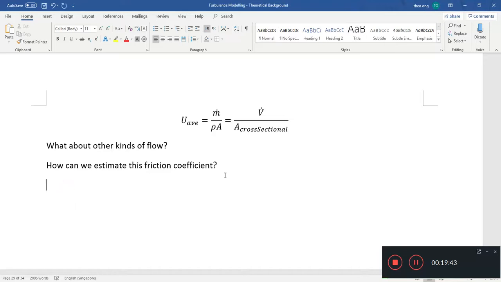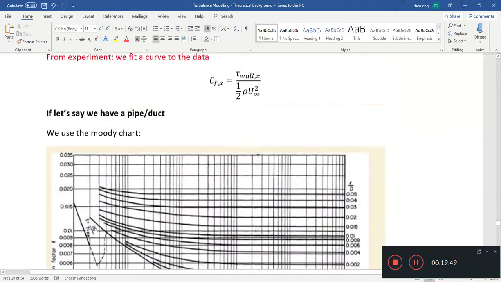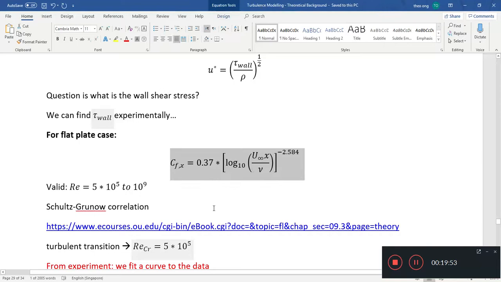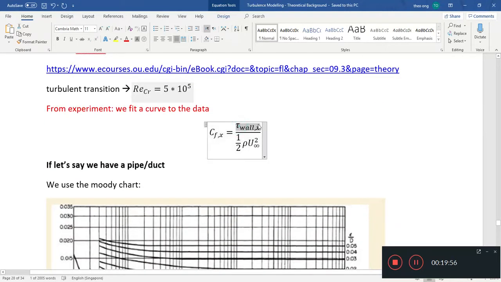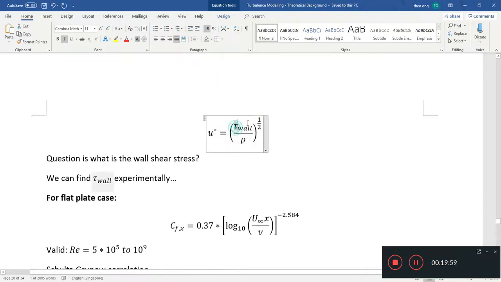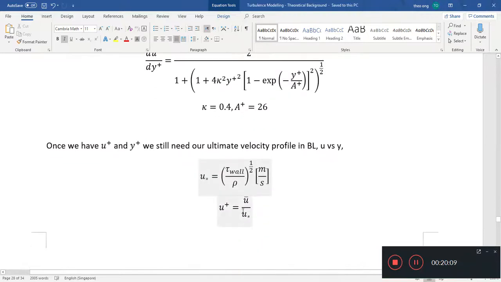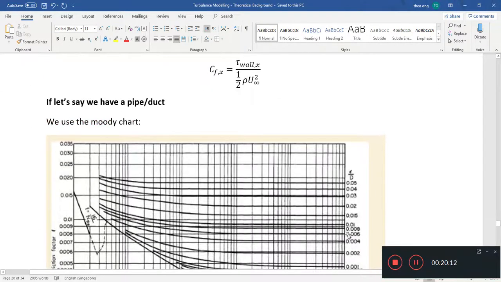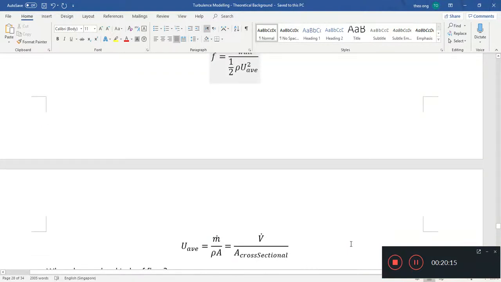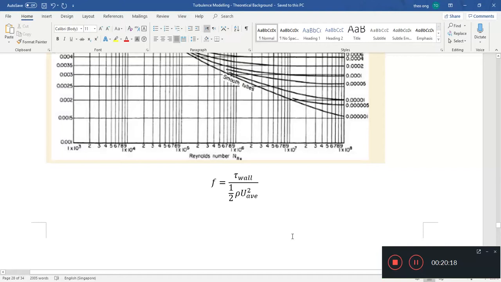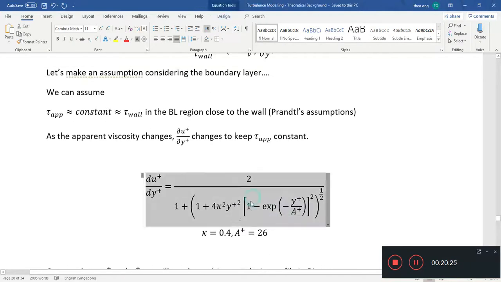That's the subject I want to touch on slightly in the next video. Hopefully this video is clear as to where we get this friction coefficient and how we get the wall shear stress from it. You can substitute that back in here to get U star, and then we get our velocity profile. Oh, this U star should be at the bottom. At least you know that's the thought process we go through. We do experiments to find the wall shear stress, and then we should be able to get a suitable velocity profile.